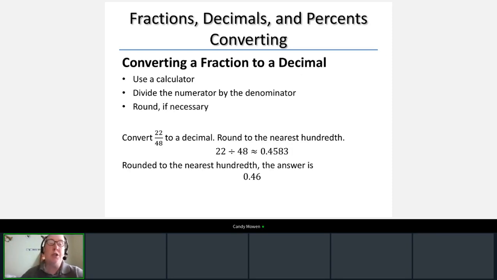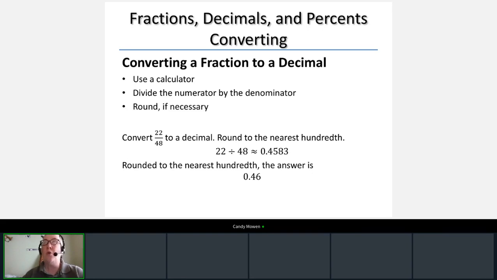Converting a fraction to a decimal. You can use a calculator. You can divide the numerator, which is the top or above the fraction line, by the denominator, which is the bottom, and round if necessary. Make sure you're very alert on what the problem says, especially rounding with decimals to the tenths, hundredths, whatever position. Convert 22 over 48 to a decimal, round to the nearest hundredth. The answer would be 0.46.